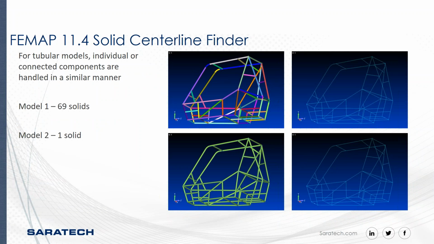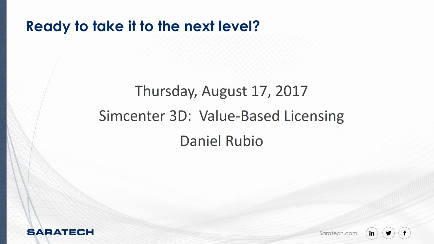I think this is the last slide. But with the solid center line finder, you can do this for 69 solids, or you can do it for one solid. So it doesn't matter. The system is smart enough to know where these tubes are, and it'll find the center lines and the arcs for you. Again, this is within the FEMAP API. It's a function within it.